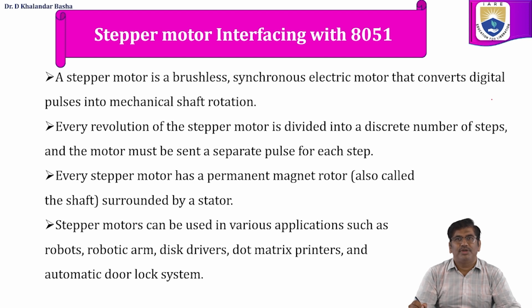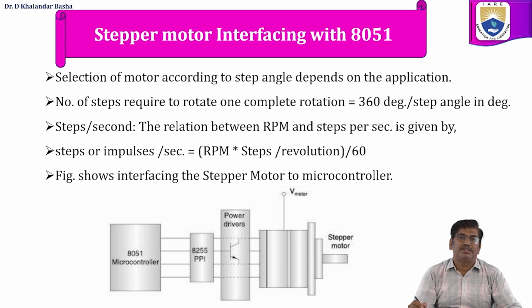Stepper motors can be used in various applications such as robotics, robotic arm, disk drives, dot matrix printers, and automatic door locking system. Selection of the stepper motor according to the step angle depends upon the application. The number of steps required to complete one rotation is equal to 360 degrees divided by the step angle in degrees. The relation between RPM and steps per second is: steps per second equals RPM times steps per revolution divided by 60.